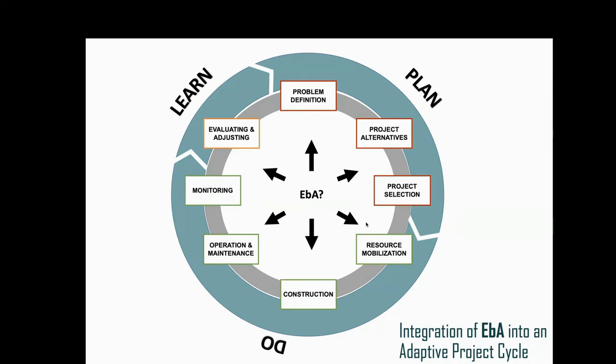So problem definition, development of project alternatives, then selection of projects, mobilizing the resources in order to be able to do the project, actually building it, then operating it and maintaining it, and importantly, in the context of climate change adaptation, monitoring the effectiveness of the project and evaluating and adjusting based on the results of that monitoring. So where does EBA fit into these different components of a project cycle?